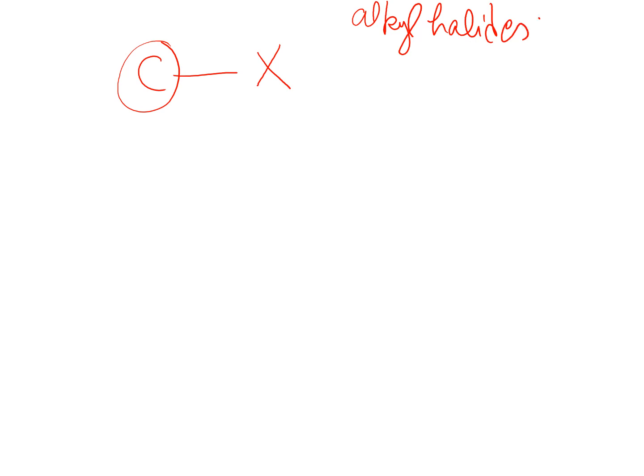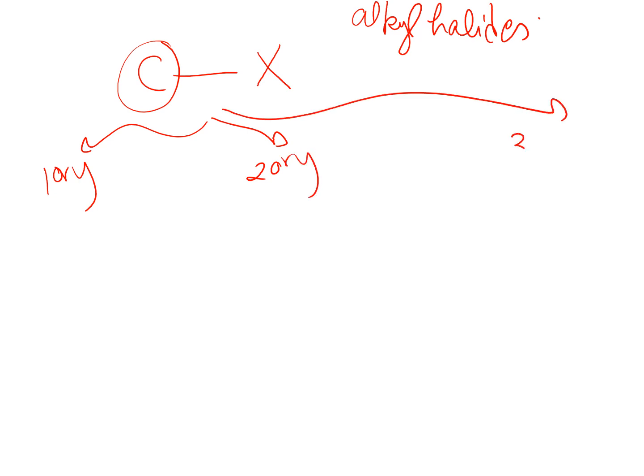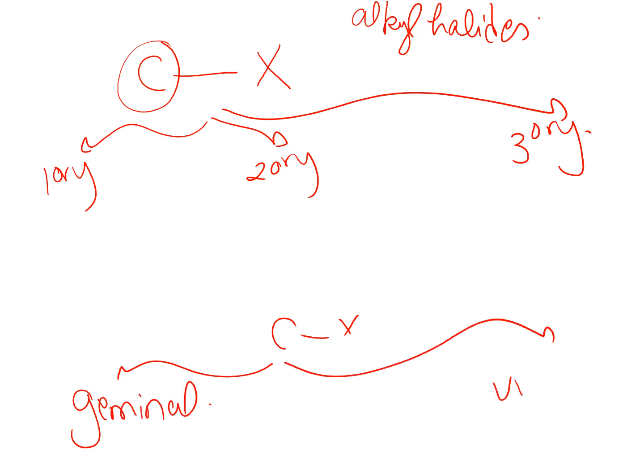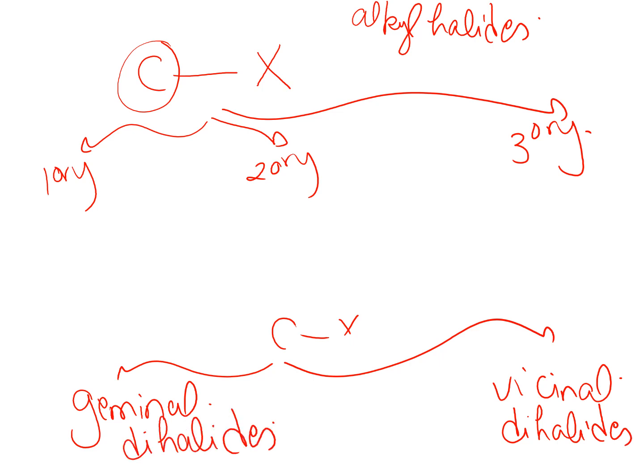They can be classified into primary, secondary, or tertiary. This is one classification, and the second classification is the geminal or vicinal dihalides. These are two main classifications of these halogenated compounds. If they are monohalogenated, we classify them into primary, secondary, and tertiary. If they are dihalogenated, we classify them into geminal and vicinal dihalides. Let's first discuss the first classification.